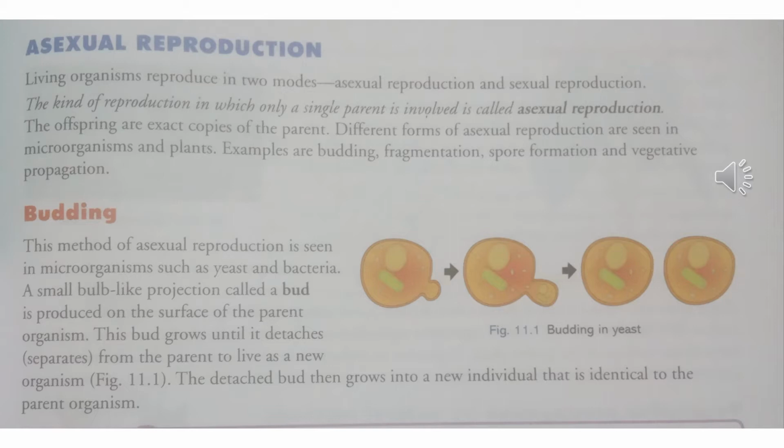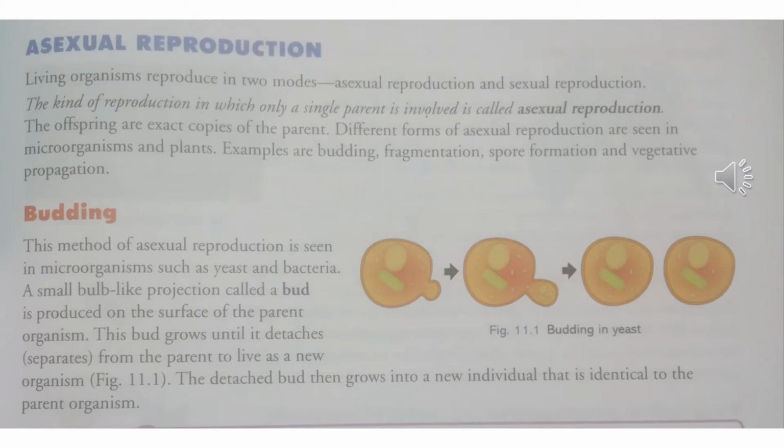The kind of reproduction in which only a single parent is involved is called asexual reproduction. On the other hand, the kind of reproduction in which both parents, father and mother, are involved is called sexual reproduction.